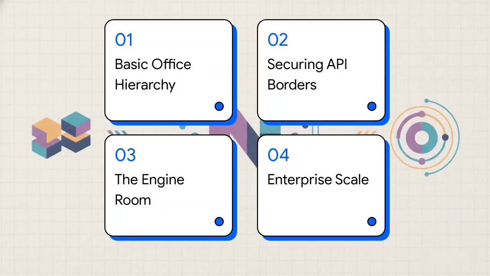So here is our game plan for this explainer. We are going to construct our mental building in 4 phases. First up, the basic office hierarchy. Second, securing our API borders. Third, we'll head down into the engine room. And finally, we'll talk about enterprise scale.